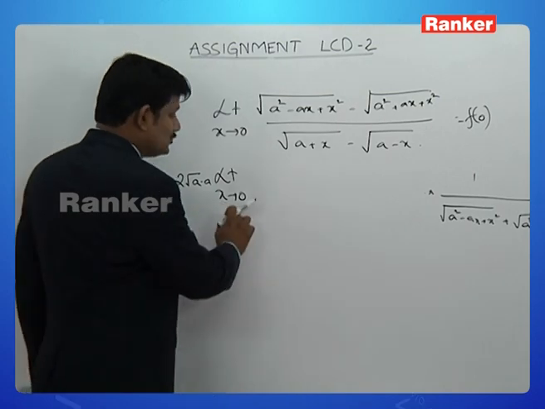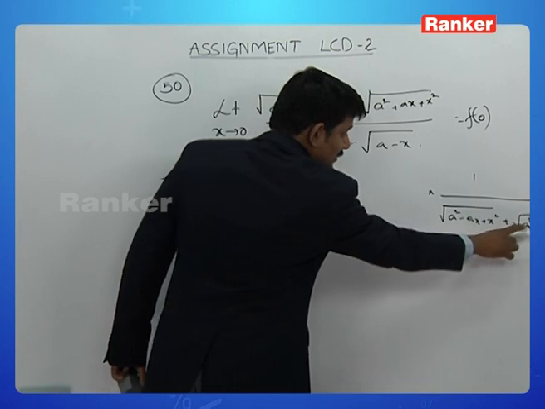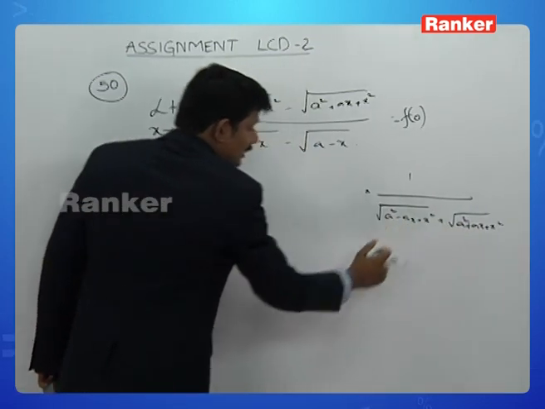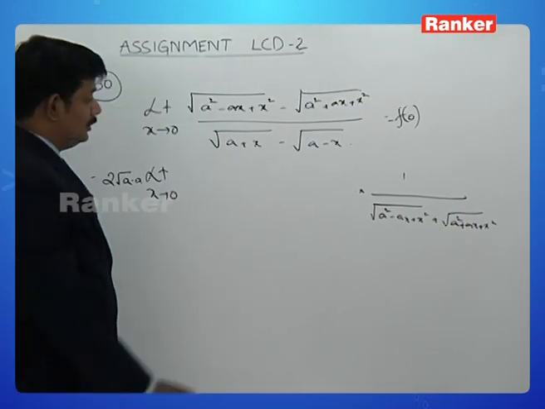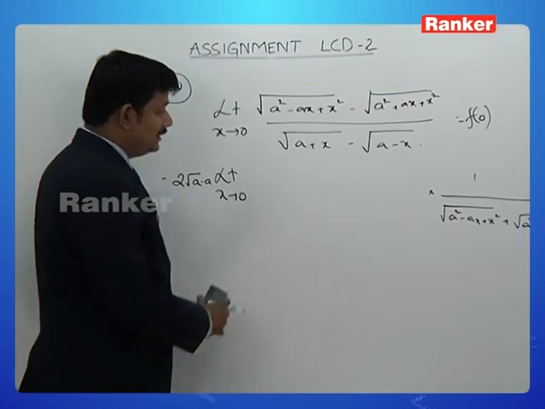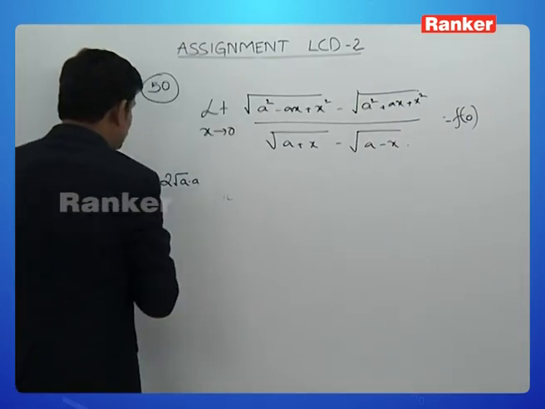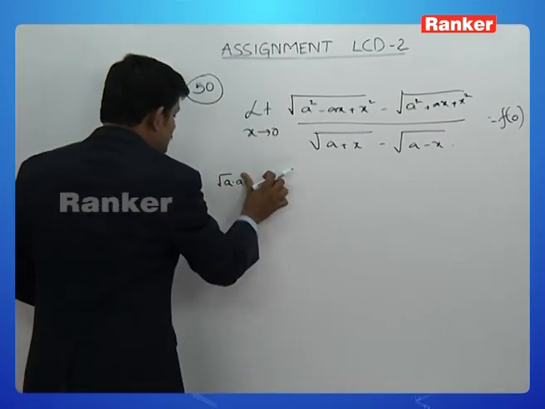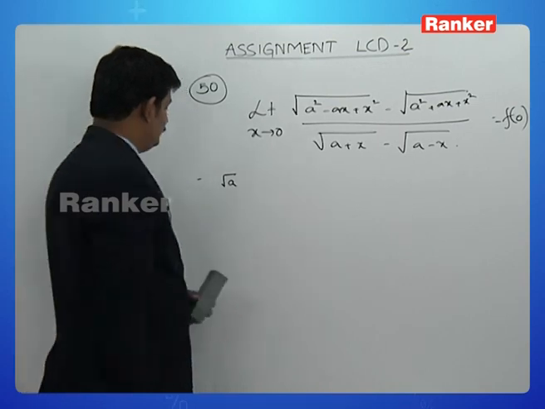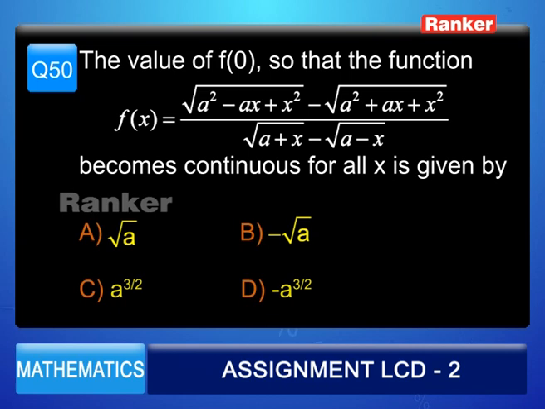And as x tends to 0, these two quantities are 0, and root a square is a, so we have 1 by 2a, and that 1 by 2a gets cancelled with this 2 root a, and the answer is minus root a. So the answer would be minus root a, which is answer B.